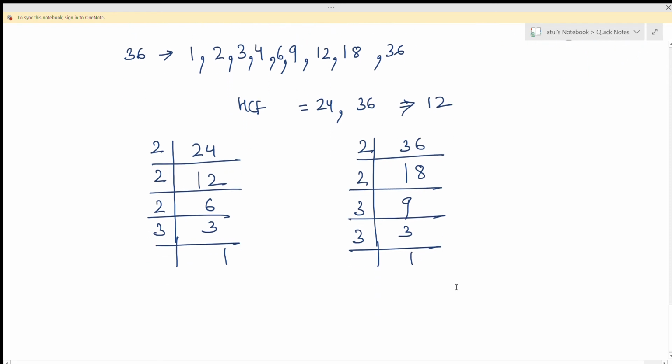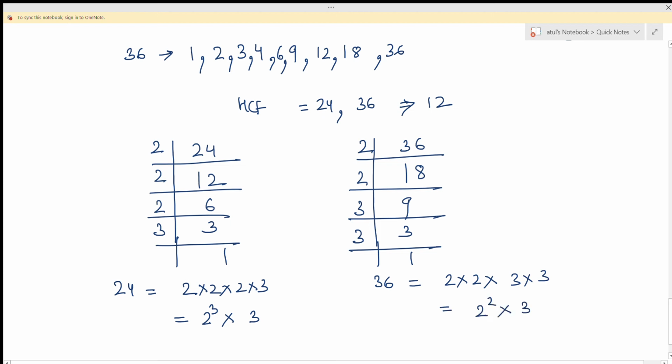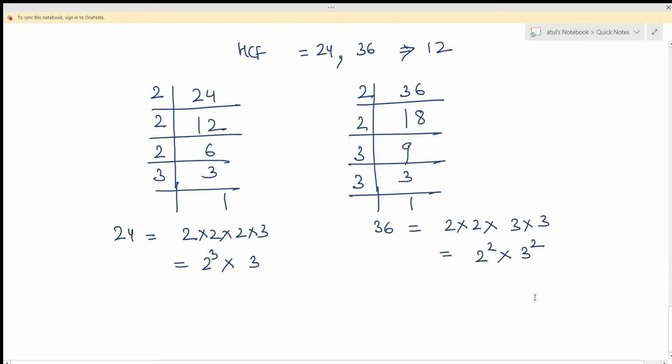Now I have got the prime factors of 24 as 2 into 2 into 2 into 3, or I can say 2 raised to the power 3 into 3. And here I have got 36 as 2 into 2 into 3 into 3, and then I'll say 2 raised to the power 2 into 3 raised to the power 2. Now, how to find the HCF using this?